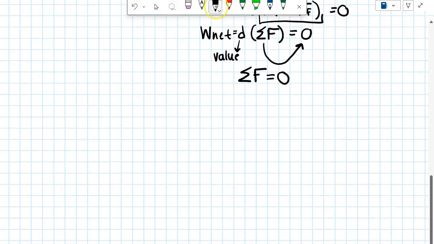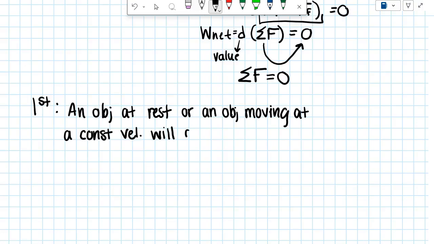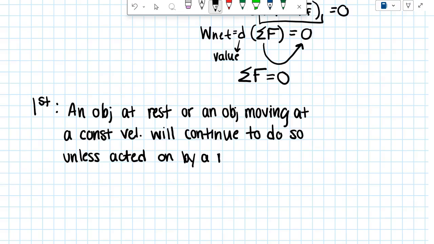Okay. So here's what Newton's first law looks like. You don't need to memorize this. You'll just see it written out. So it's usually written as an object at rest or an object moving at a constant velocity will continue to do so unless acted on by a net unbalanced force.